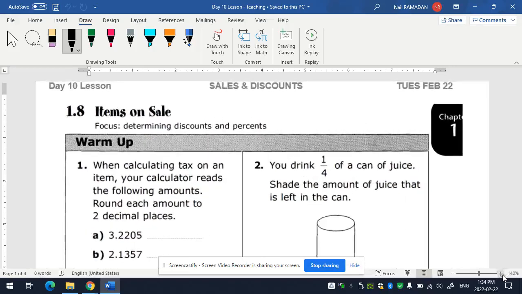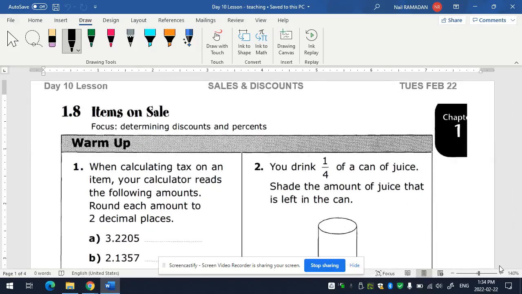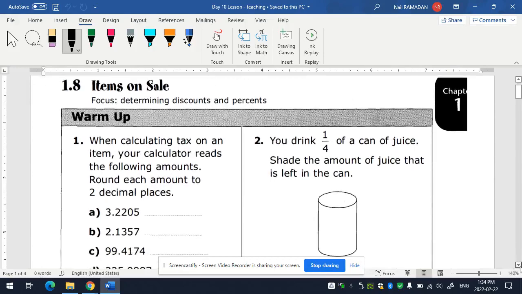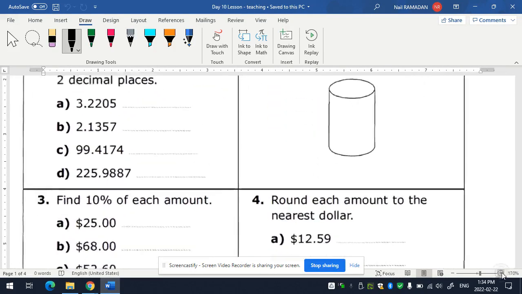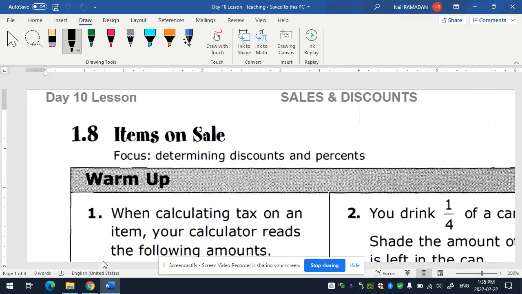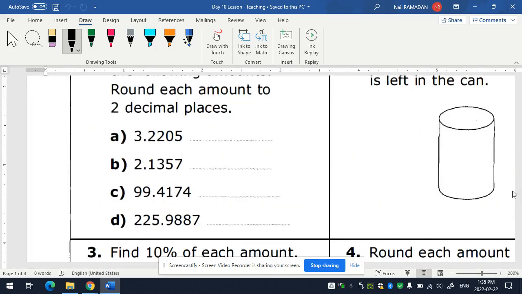So the first question is saying, when calculating tax on an item, your calculator reads the following amount. Please round each amount to 2 decimal places. Yep, that's what we do with money. So let's look at this. What would be the first number, everyone, rounded to only 2?